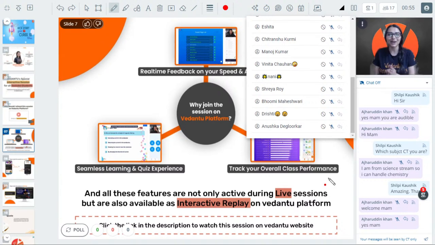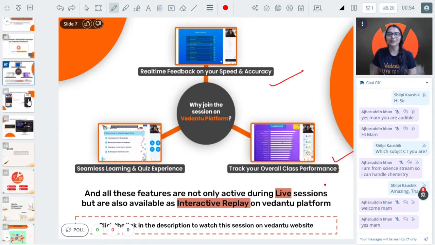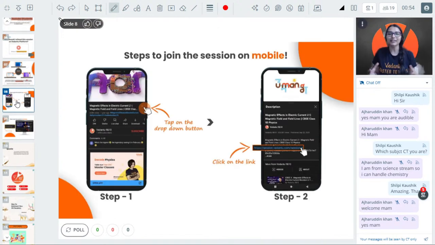So what is the advantage of joining the session here? Ma'am, what is the benefit? You get real time feedback of your speed and accuracy, definitely. Apart from that, you get a seamless learning and quiz experience in all the sessions, and you can track your overall performance with the help of the points that you have scored. Each and everything you would be able to experience only if you join the session.